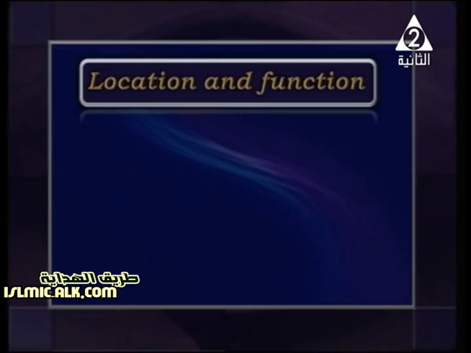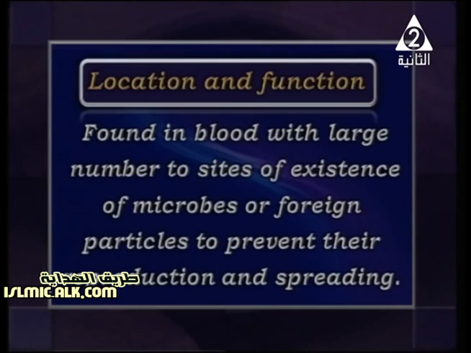And also we have their location and function. They are found in the blood, with a large number at sites of existence of microbes or foreign particles, to prevent their reproduction and spreading inside your body. If they are microorganisms, they have the ability to reproduce and to spread inside your body.